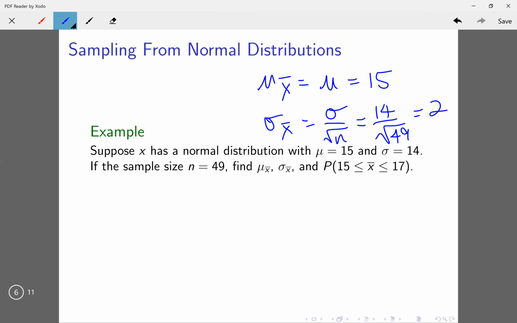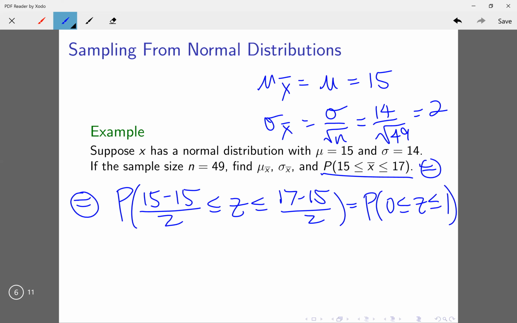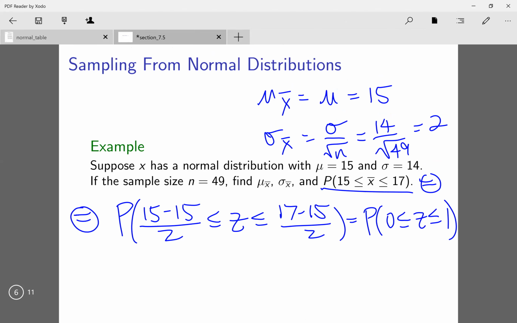All right, so now we need to find the probability that our sample mean is between 15 and 17. So this should equal the probability where we put the z-scores here. And this is the probability that 0 is less than or equal to z, less than or equal to 1. So how do we calculate this value? Well, you can probably guess that I need to look it up in the normal distribution table. So I need to look up 1 in the normal distribution table, and I need to look up 0.